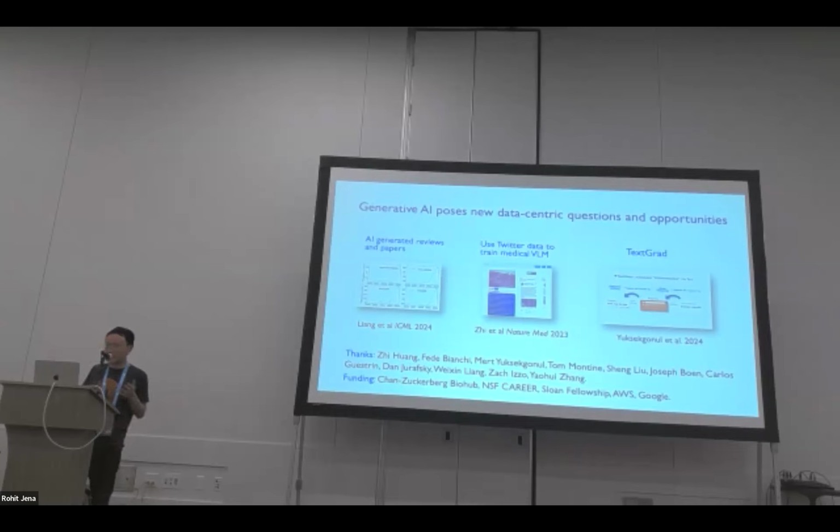And we view TextGrad as a system that can do automatic text-based differentiation to optimize any of these AI agents, especially now that we have more complex AI agents that have multiple tools. So I'll stop here and also thank again my students and collaborators for all of these different projects. Thank you.